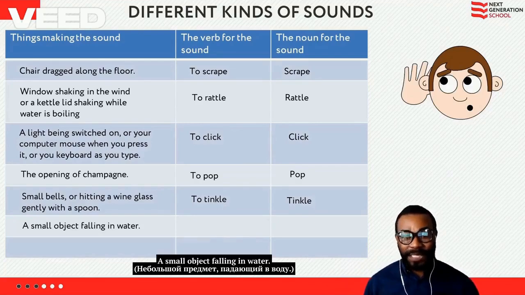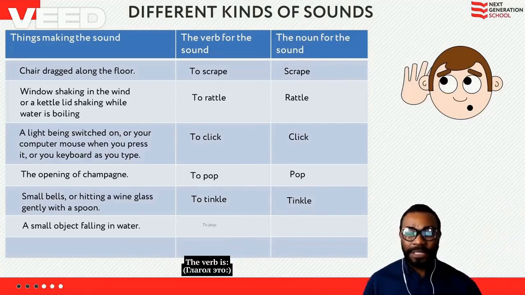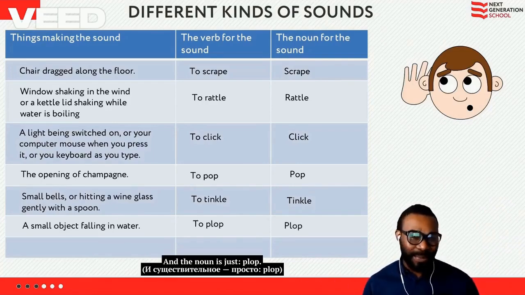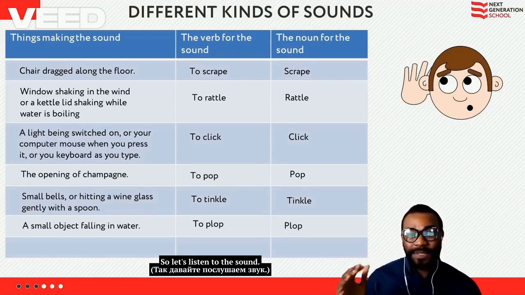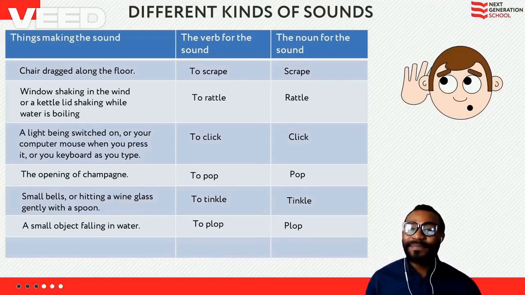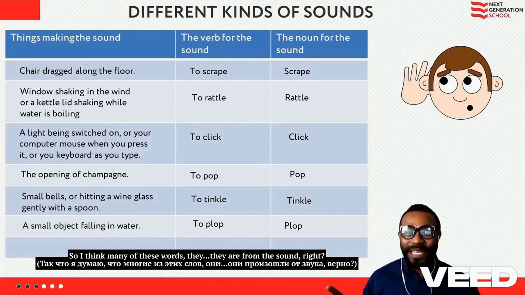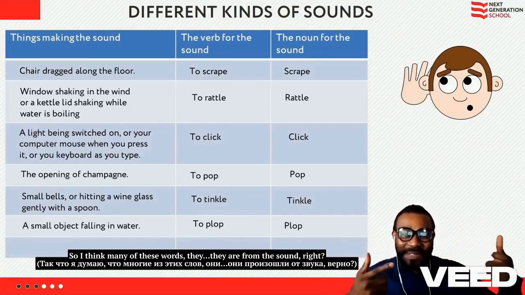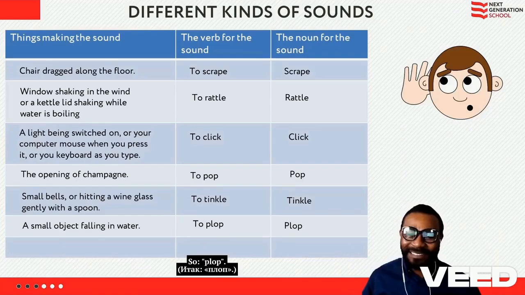A small object falling in water. The verb is to plop, and the noun is just plop. So let's listen to the sound. Maybe one more time. Plop. So I think many of these words, they are from the sound, right? So plop. Maybe let's listen one more time. Right, that's plop. The next one.